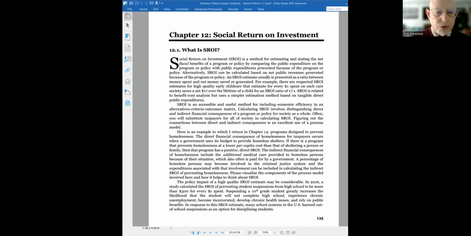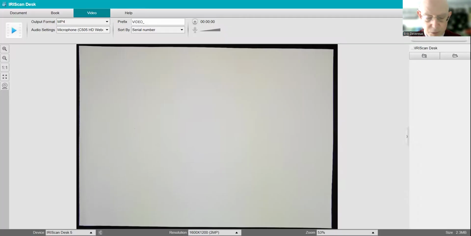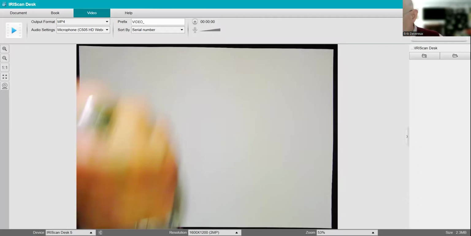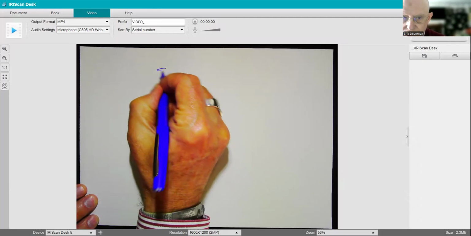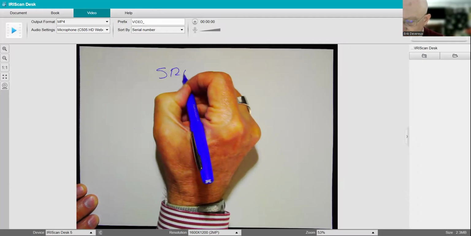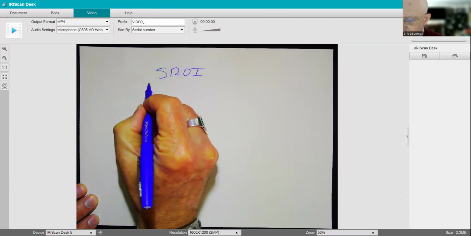Now let me do as I've done before, and let me switch and use a device that allows me to make some notes for you in real time. You should be seeing that device now. And so I'm going to go through a couple crucial aspects of social return on investment that are also in the book. So the topic again is social return on investment, or SROI.